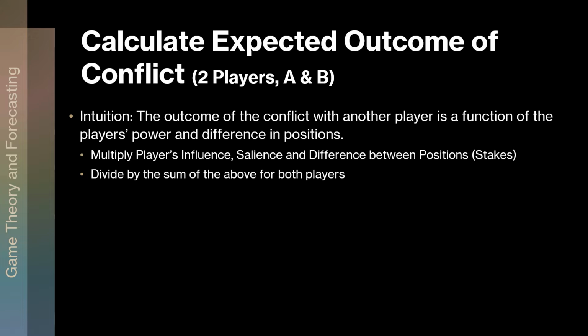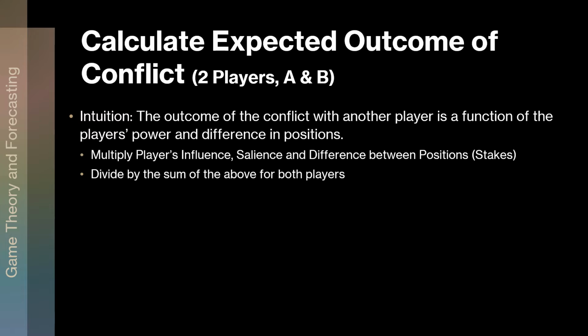Then we have salience, how much they care about the issue. And then there's the position, which is usually P. So we have I, S, and P. The intuition here is conflict is going to be a function of the player's power, which has previously been defined as influence times salience: how much influence they have, and how much they care about the issue. But we're also bringing in the difference between positions of player A and B, because this is what's being fought over.